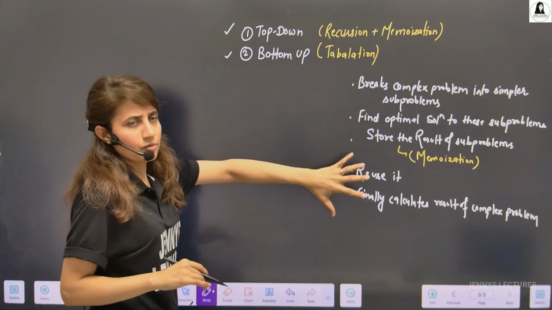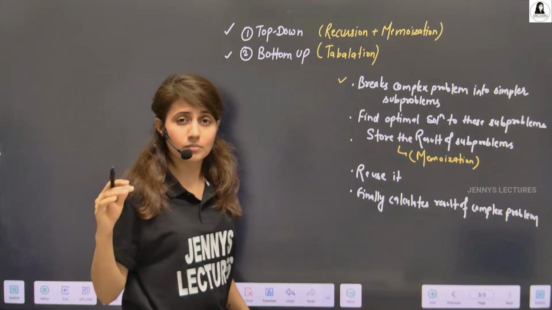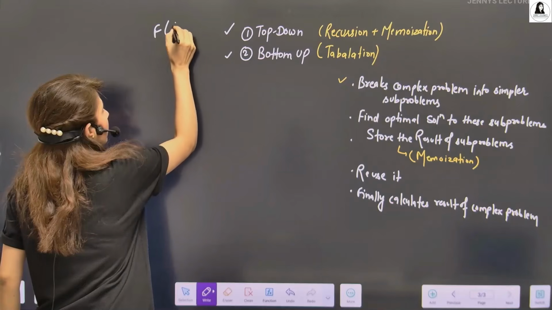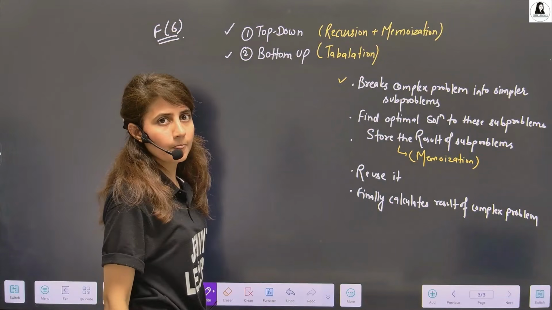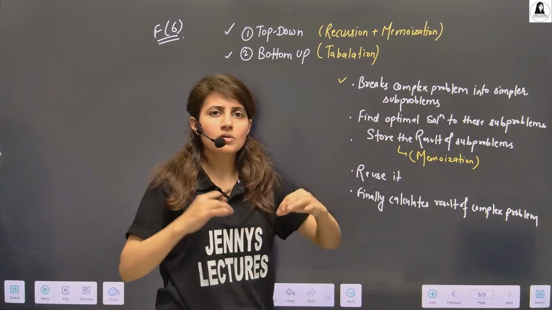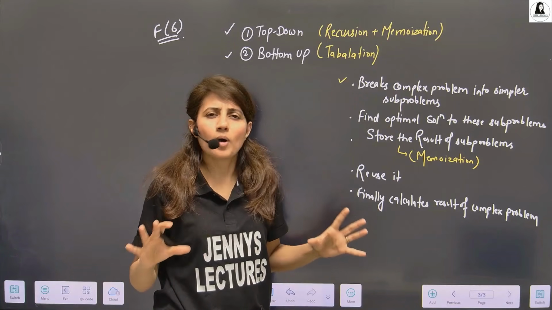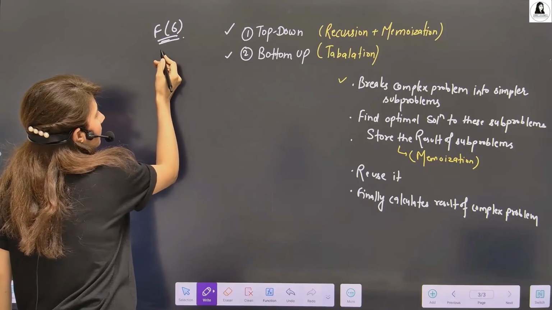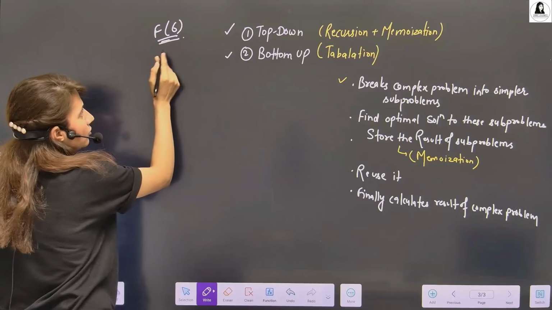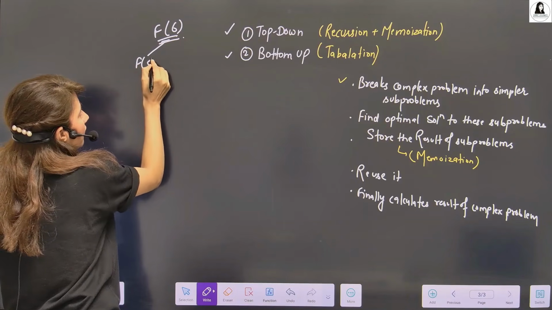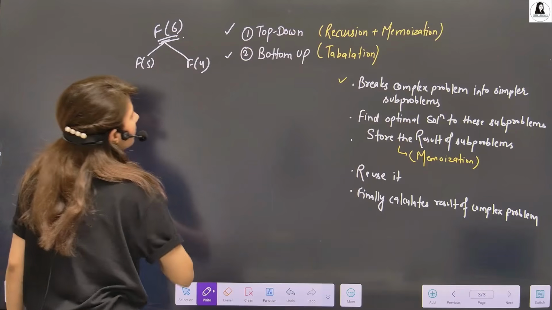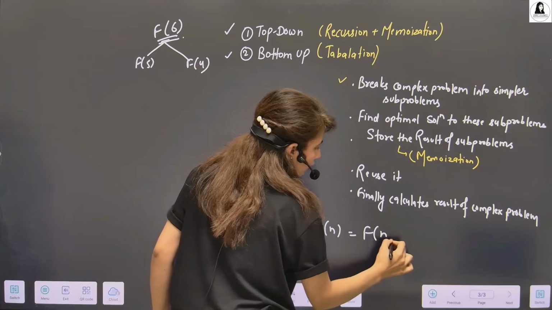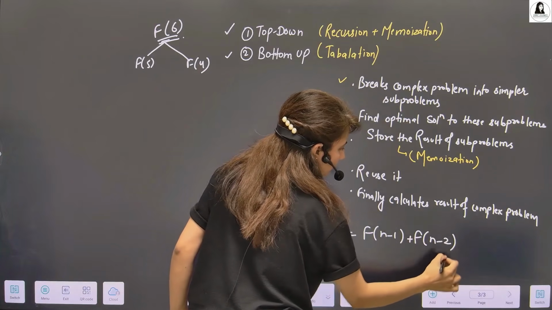In this, we have a few steps. The first step is we take the bigger problem. Like we are going to find F6, that is the bigger problem. Break this into smaller, simpler subproblems whenever needed, because we can't solve it directly. You know the formula, right? So I'll simply draw that recursive tree, F5 and F4. The recursive formula is Fn equals f of n minus 1 plus f of n minus 2.